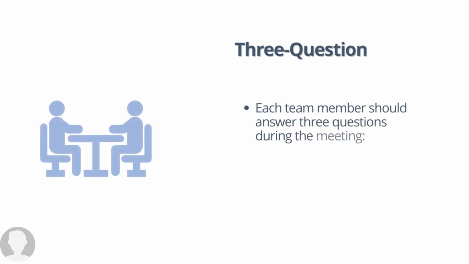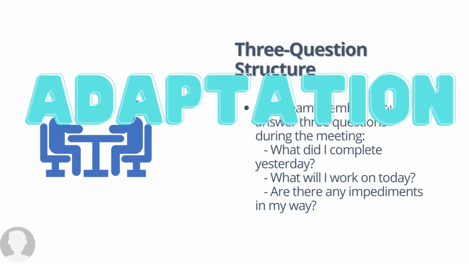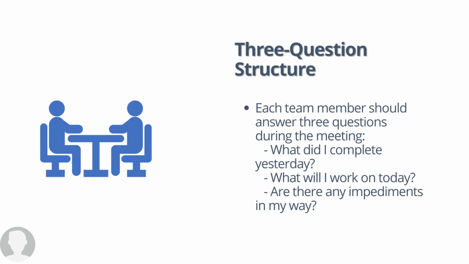Scrum is governed by three pillars: transparency, inspection, and adaptation. Through the daily scrum, we are able to know what each team member is working on and what their progress is. We're able to easily communicate, and everyone gets a clear understanding of what others are working on and how it contributes to the overall project. Each team member will be asked to answer three questions. What did I complete yesterday? What will I complete today? Are there any impediments in my way?